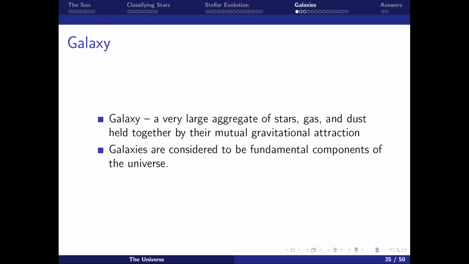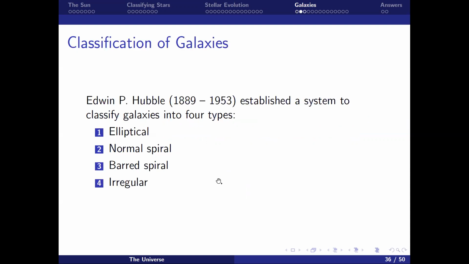Okay, last stop for chapter 18 is galaxies. And we're going to define a galaxy as a huge aggregate of stars, gas, and dust, all held together by gravity. And these are kind of the fundamental components of the universe. If you zoom out of our galaxy, you're just going to see billions of other galaxies. And those billions of galaxies are full of billions of stars themselves. Space is a big place.